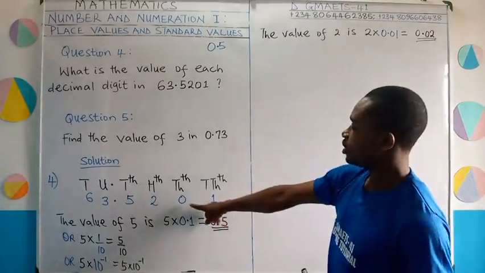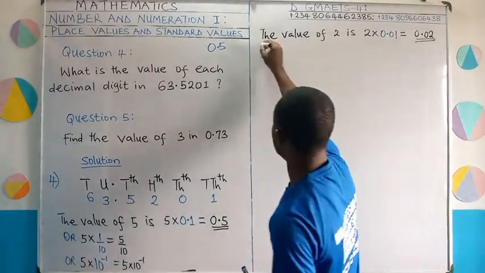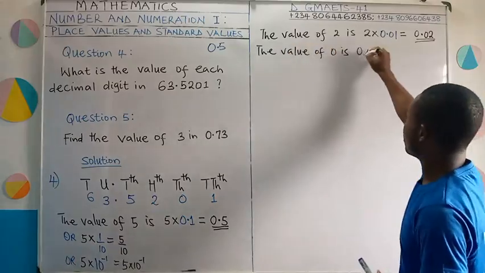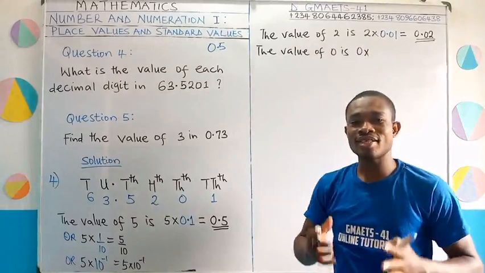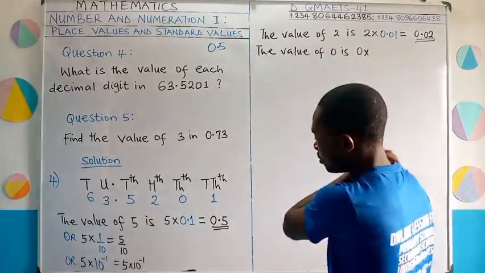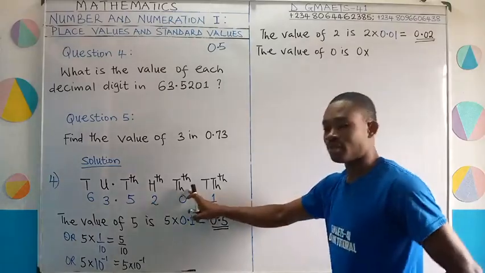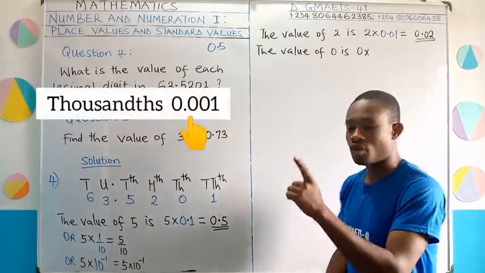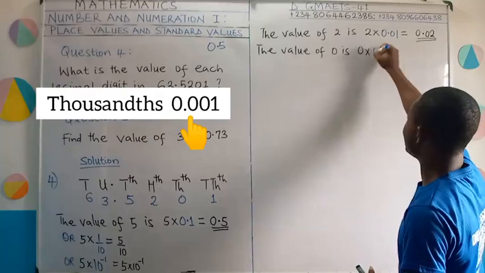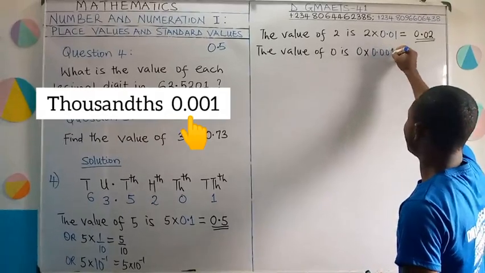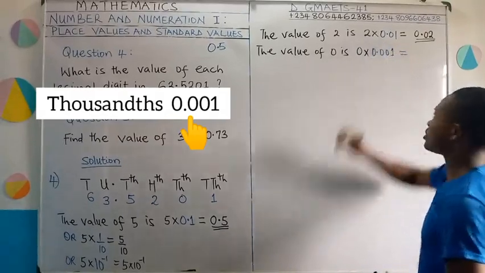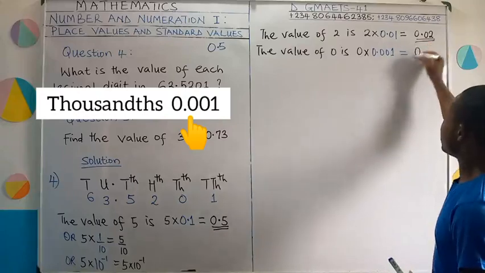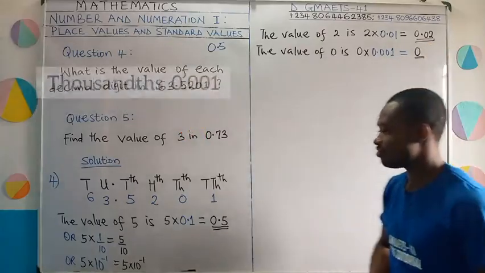The next one is the value of 0. So I'm going to write the value of 0 is 0 times, we're going to multiply that 0 by the standard value of the place value of 0. The place value of 0 here is thousands, and the standard value of thousands is 0.001. So I'm going to multiply this 0 by 0.001. And 0 times 0.001 will give us 0. 0 times a number is equal to 0.